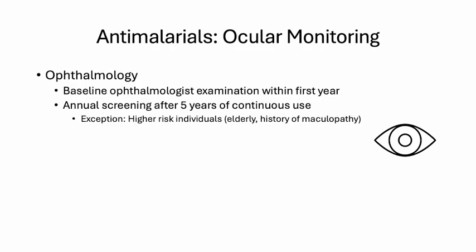Monitoring guidelines for antimalarial therapy have recently been updated. The American Academy of Ophthalmology now recommends a baseline ophthalmologic examination within the first year of use. Annual screening then begins after 5 years of continuous use, except for higher risk individuals such as the elderly or those with a history of maculopathy. These patients, along with those experiencing symptoms, should have more frequent screenings. Lab monitoring should also be performed as outlined in Table 130.3 in Bolognia.